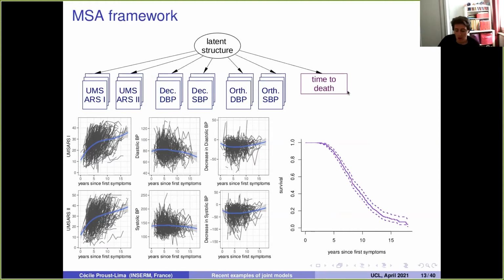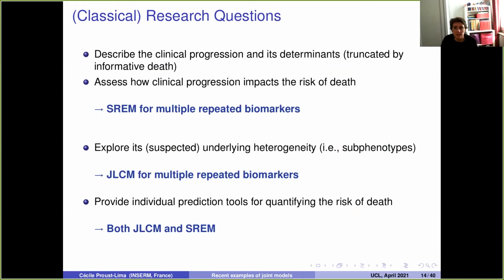Why do we want to do a joint model? Well, that can be to address different research questions. We could be interested in describing the clinical progression and its determinants, taking into account the fact that all those progressions in function, in blood pressure are truncated by the informative death. And we could be interested in assessing how those biomarkers will impact the risk of death. For that, I would recommend to use a shared random effect model for multivariate repeated biomarkers, which will quantify such things.